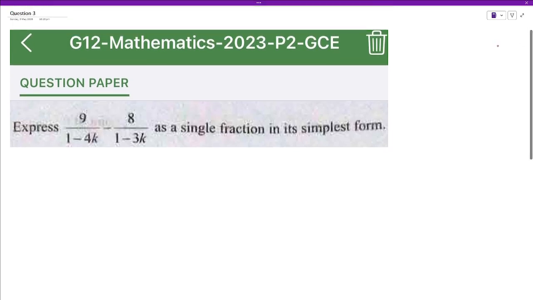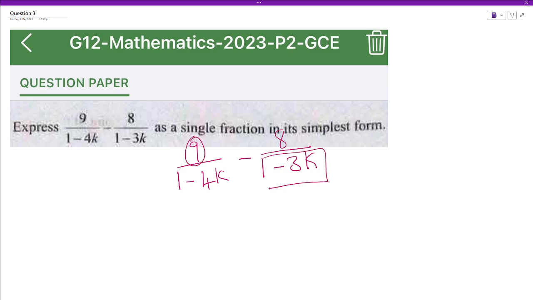Which one is the next one? Question 5. I think I had scrolled down too much. Yeah. So this one is a bit blurry. Let me copy it for you. So we have 1 minus 4k on top we have a 9. Let's say minus 1 minus 3k, and on top we have an 8. So it's going to be 9 times this guy here, then 8 times that guy there. Okay, let's get it.